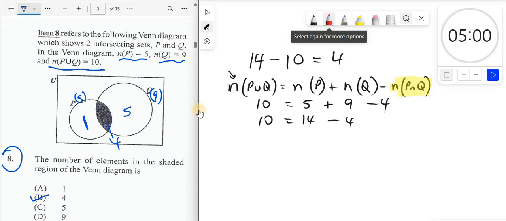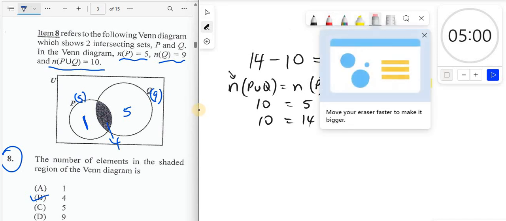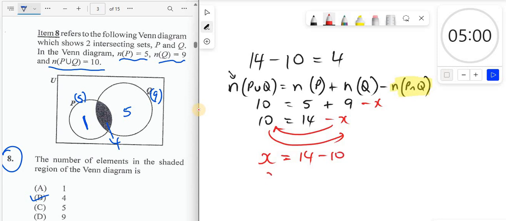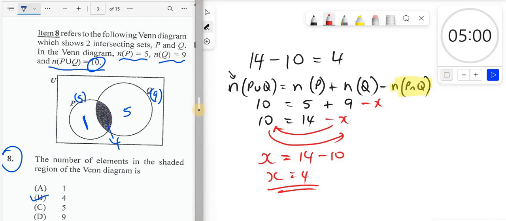So in the event that I didn't know this 4 there, I can just put an x, minus x, and then solve for x. So I'll transpose the x over and transpose the 10 over. So I'll have positive x over here, and the 14 put it back, and the 10 goes over as minus 10, and so we have x equal 4. But you guys see how I got it quickly, right? I just recognized that I'm supposed to have 10 in the union, but when I add 5 and 9, I got an extra 4 because I get 14. So let's subtract them, and that's going to be the intersection of 4. Quickly done within 20 seconds.